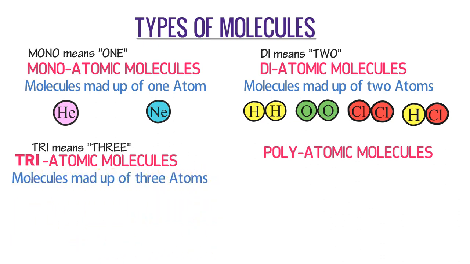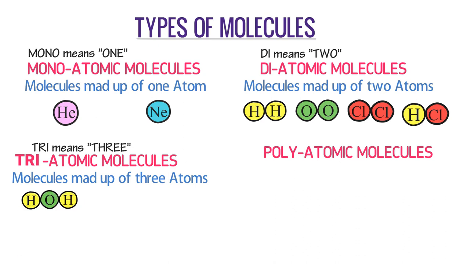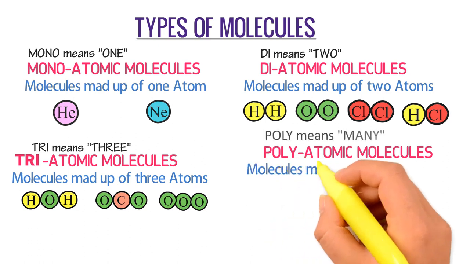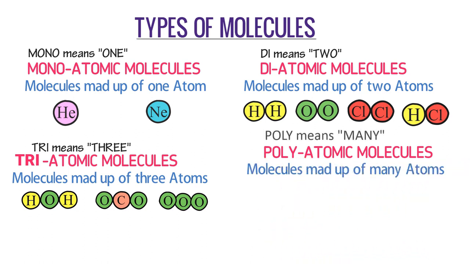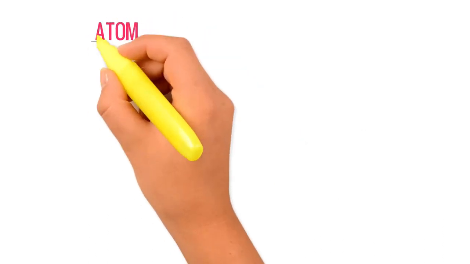The word tri means three. Triatomic molecules are made up of three atoms, for example, water molecule H2O, carbon dioxide CO2, and ozone molecule O3, etc. The word poly means many. Polyatomic molecules are made up of many atoms, for example, sulfuric acid H2SO4 and sugar molecule C12H22O11.